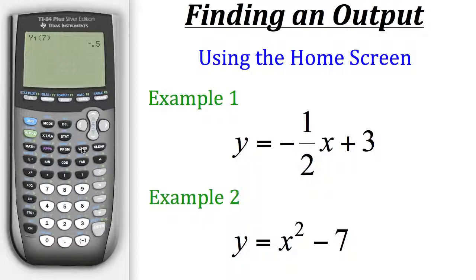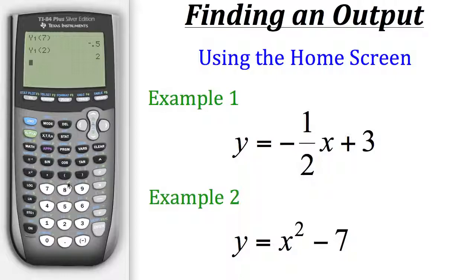If we want to do that again for a different value, we just need to go back to our yvars, go to our y1, and then put in a different input value. Say, for example, 2. The output at that input value is also 2.